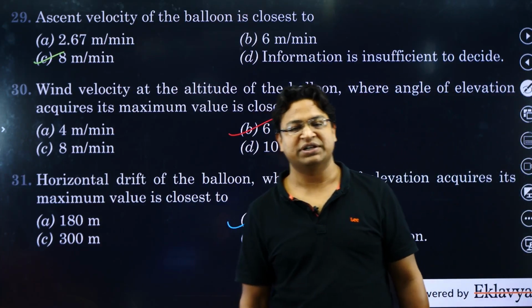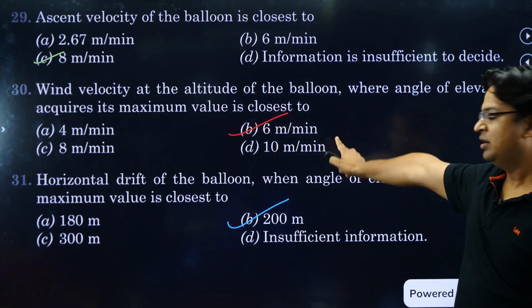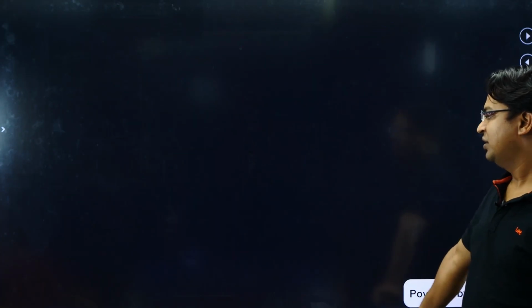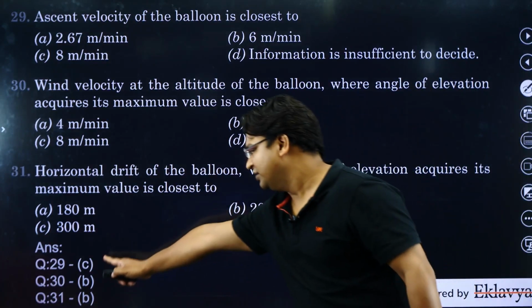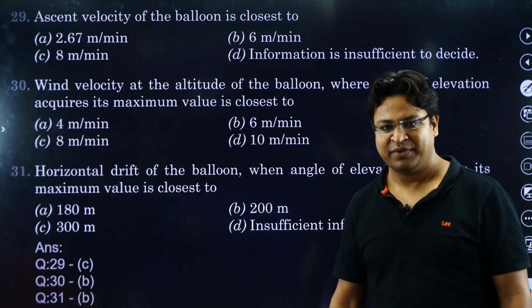So that's how we solve this entire comprehension. The answer would be C, B, B. Let's check. C, B, B. That is the answer. I hope you enjoyed the question. I hope you enjoyed the solution, students.